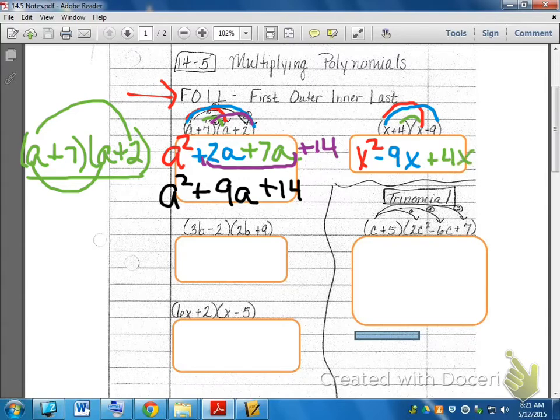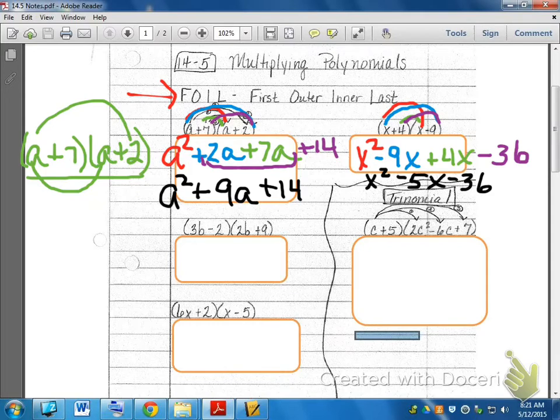Okay, inner. Inner means the 4 times the x, which is 4x. And last. Last are the last two in each polynomial. 4 times negative 9. Negative 36. Okay, look at the two terms in the middle. Are they like terms? They are, so it's going to be x squared minus 5x minus 36.